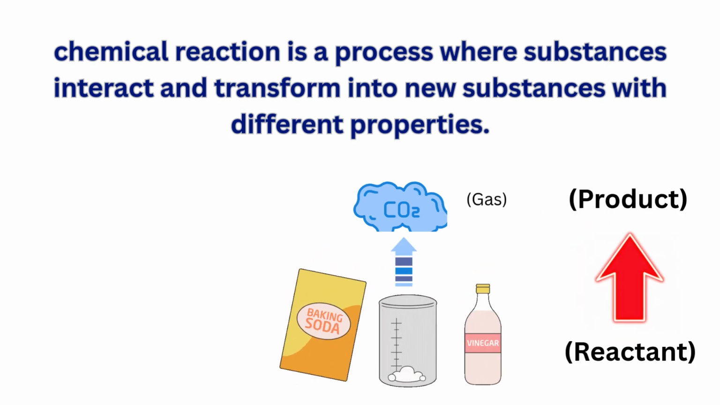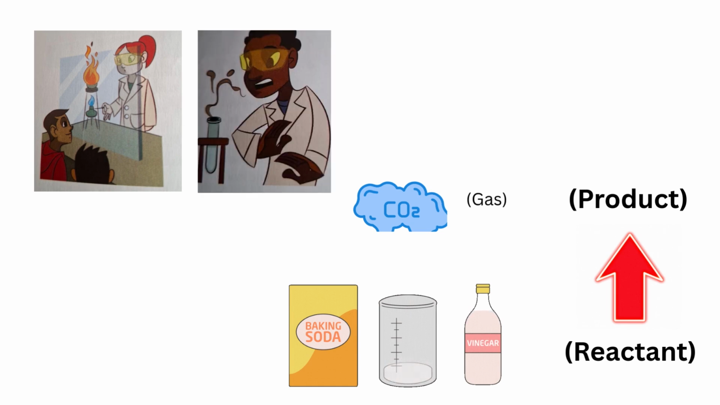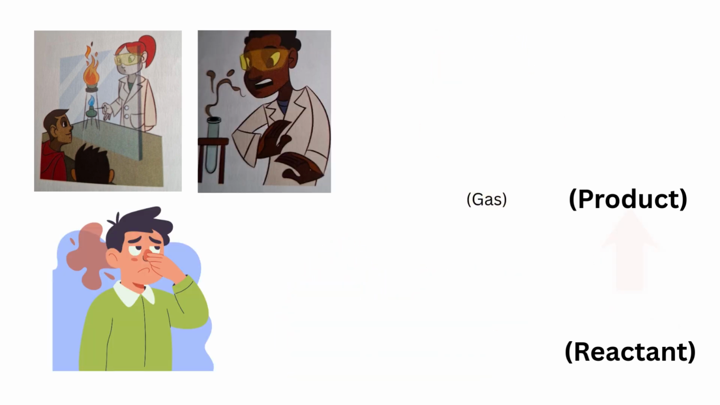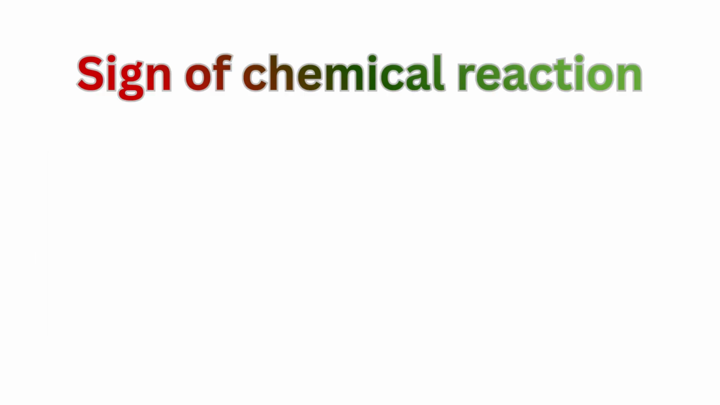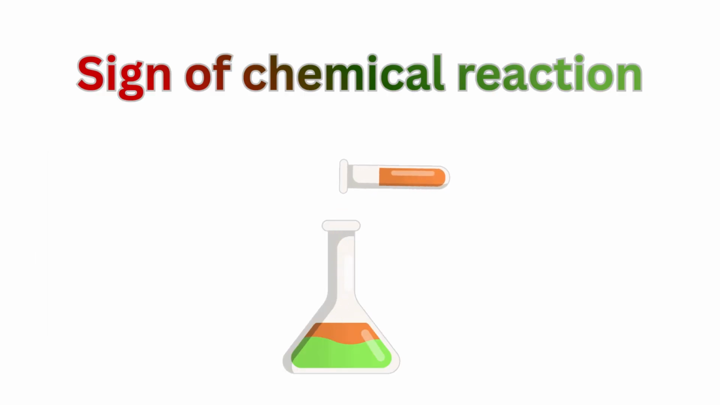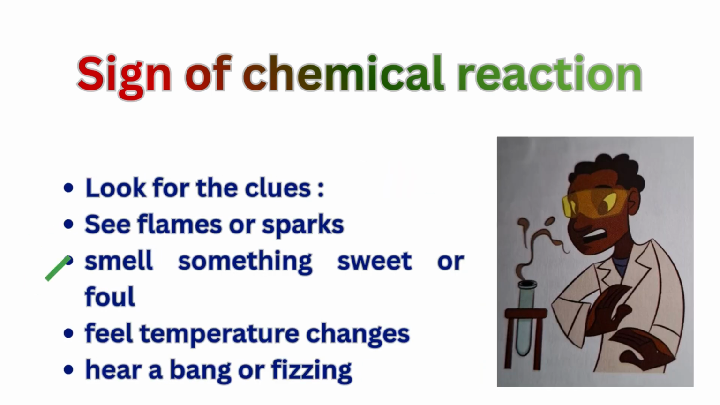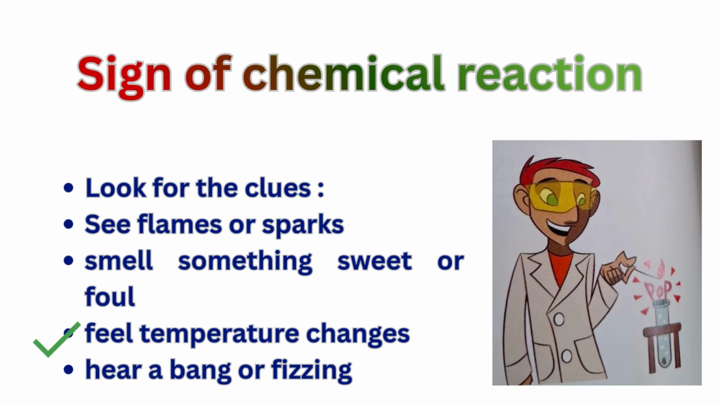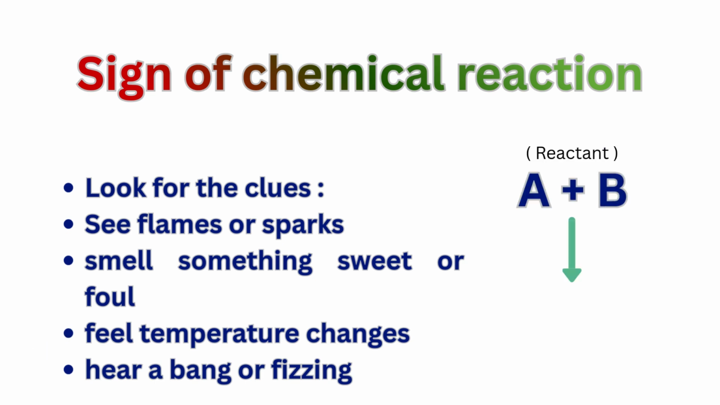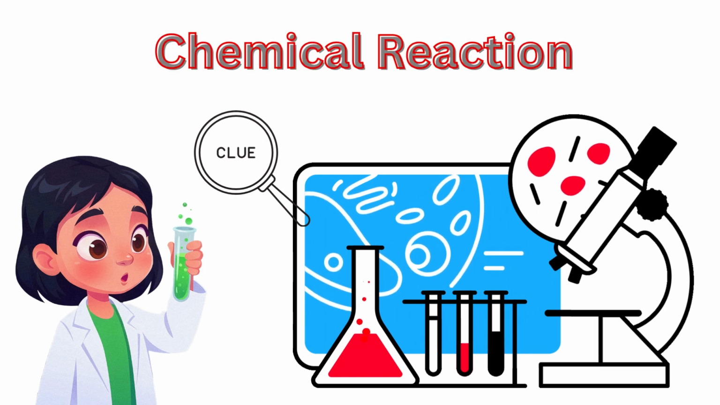You can recognize a chemical reaction by looking for signs like the production of heat or light, color changes, gas formation, or a new smell. So now let's try to understand the signs of a chemical reaction. When you do an experiment, how do you know a chemical reaction has happened? We will look for clues like flames or sparks, new smells, temperature changes like hot or cold, sounds like fizzing or popping, and at the end of the reaction, it looks very different from what you started with. So every time you see those clues, you know a chemical reaction is happening.